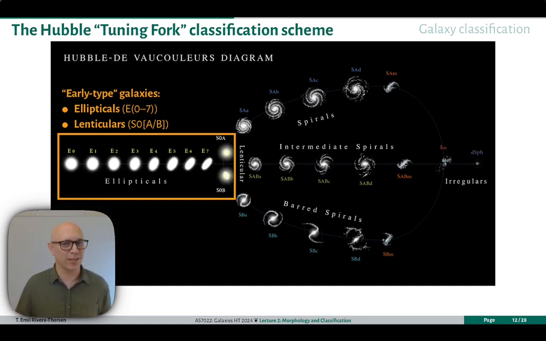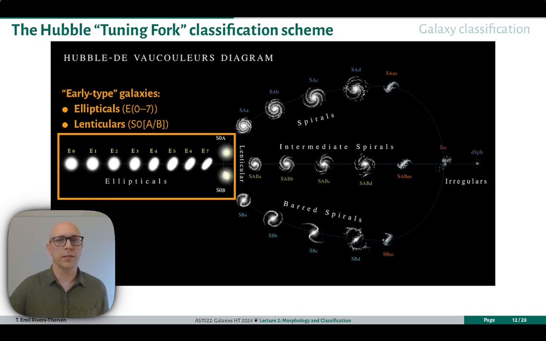However, this is not how things actually work. And even Hubble himself, at some point, cautioned people against interpreting the Hubble diagram as an evolutionary sequence. But the terminology of early type and late type galaxies, for some reason, still sticks for historical reasons.